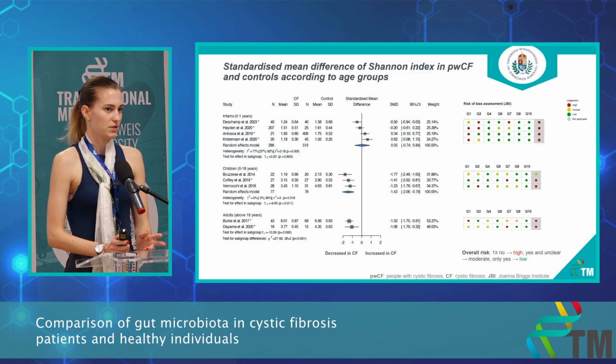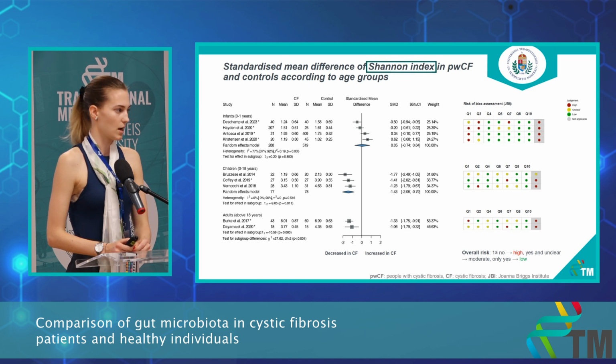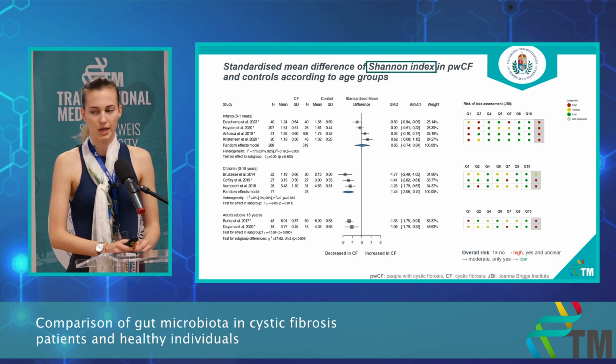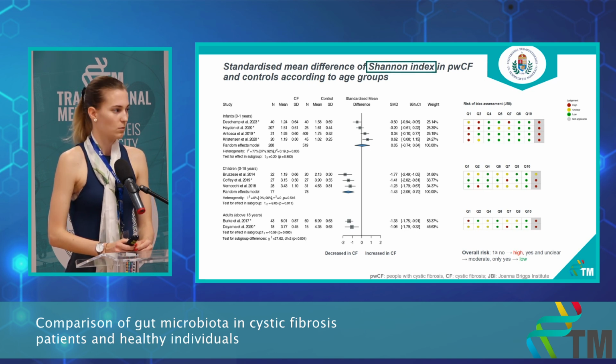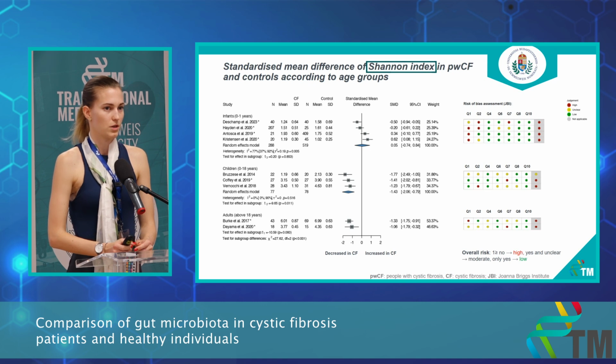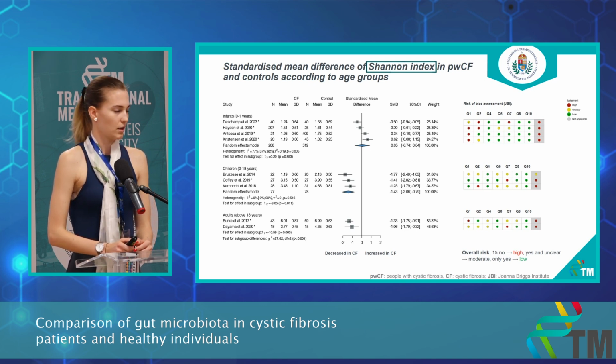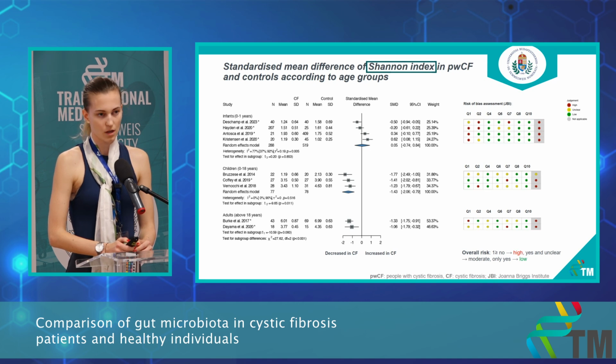This is the first result that I'm going to show you. It is for Shannon index, which is an alpha diversity measure. It takes bacterial richness and evenness into consideration as well. It ranges from 0 to infinity, with the higher numbers indicating a higher diversity. The normal population is thought to have a Shannon index between 2 and 4.